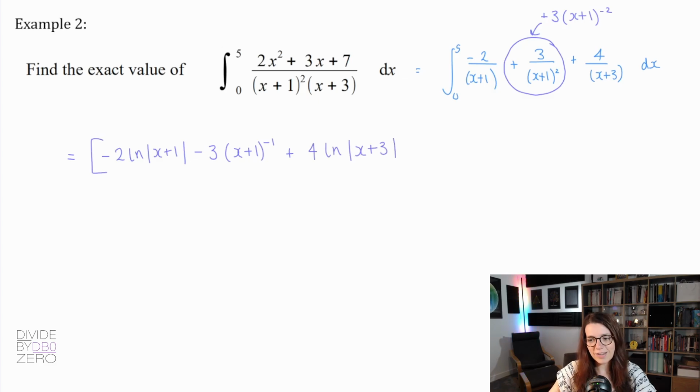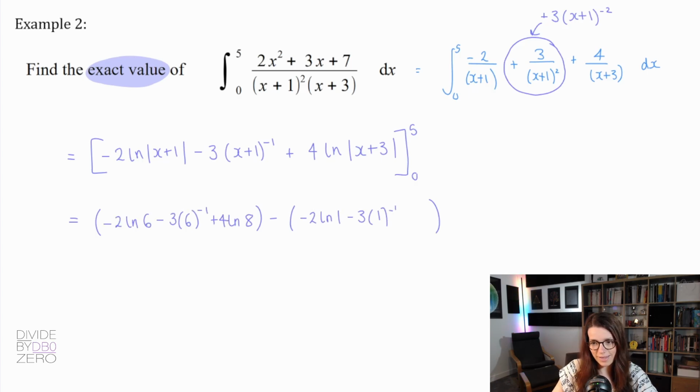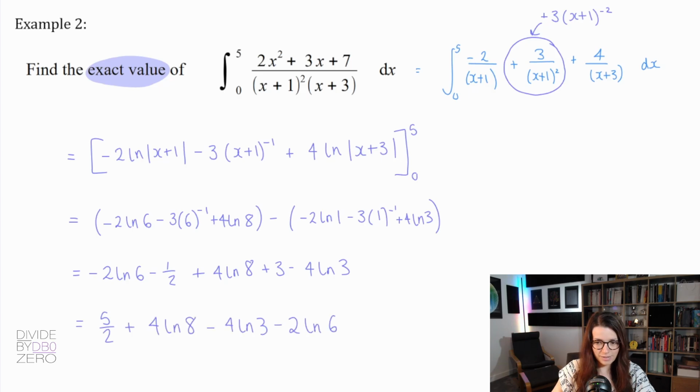This is a definite integral with limits, so let's put those on, and then let's evaluate the limits. Notice that we want an exact value. So in this case, we're going to leave our answer in terms of ln. So I'll just substitute everything in carefully and then simplify. And final answer could look something like this. That's an exact value because it's in terms of ln, and they haven't specified any particular format, so that's fine.